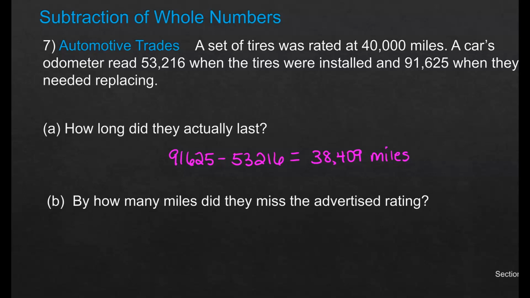Part B says, by how many miles did they miss the advertised rating? Well, the rating was for 40,000 miles, and they didn't get 40,000 miles, did they? So they got less than the expected. But this can happen for a lot of different reasons. How you drive your car is one of those. The terrain you drive your car on is another. You can contribute to the life of the tires in a negative or positive way. And so we subtract to see how much we were off, and it was 1,591 miles.